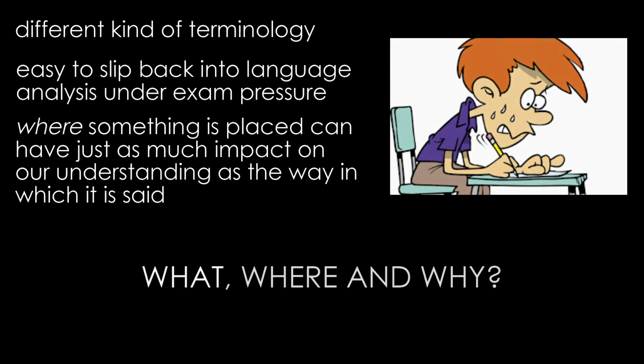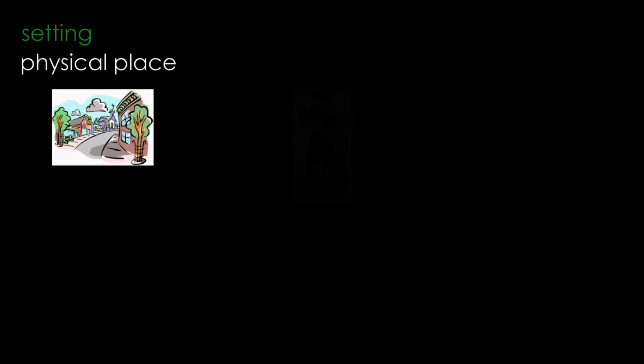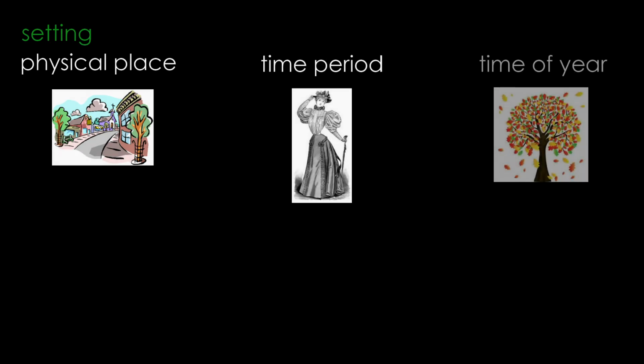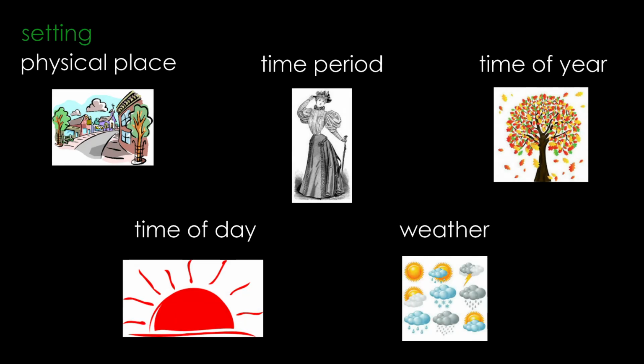First, we're going to look at the what part of what, where and why. I'm going to explain what these elements are and then give you the questions you should be asking yourself. Setting. This could include the physical place, the time period, the time of year, the time of day, or even the kind of weather in which the story is set.